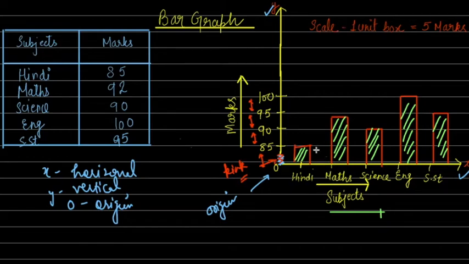Bars will have an even gap in between them. It means the gap between two consecutive bars will always be the same, which means the scale has to be taken appropriately, right? And it is very important to write the scale with any graph. So if you see what I have taken, 1 unit box is representing how many marks? 5 marks. So I have written 1 unit box is representing 5 marks. This is how for any graph we will always write the scale.